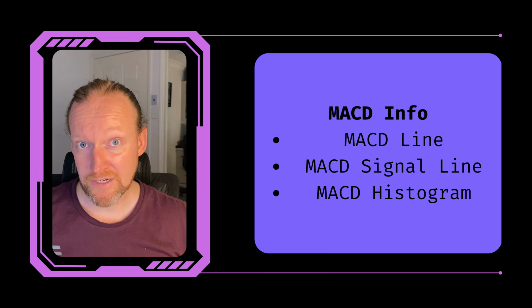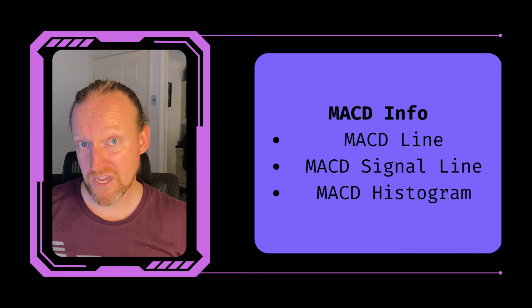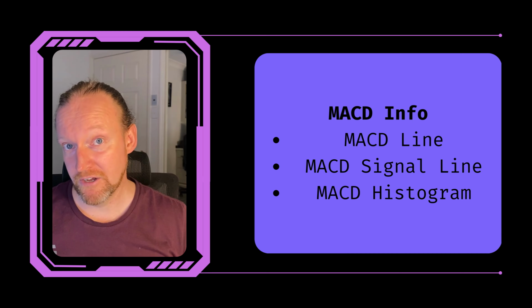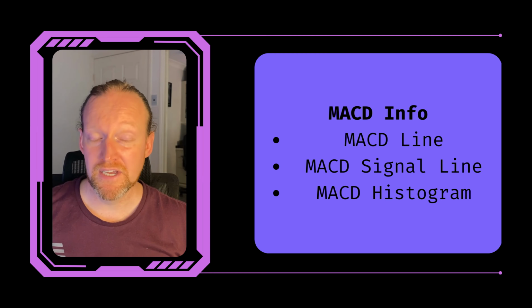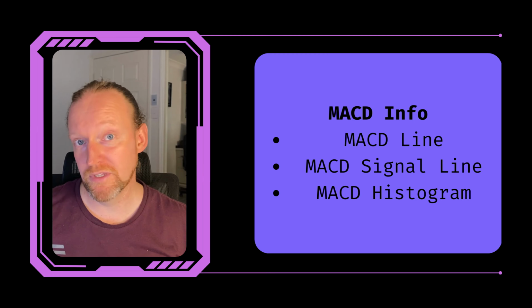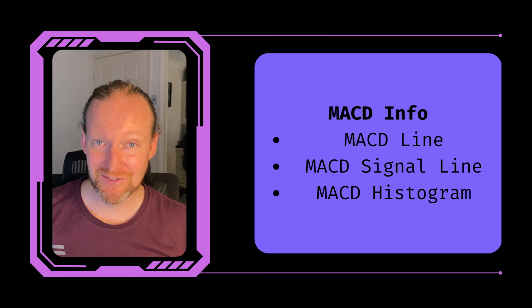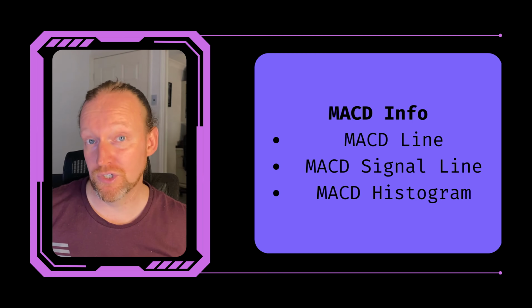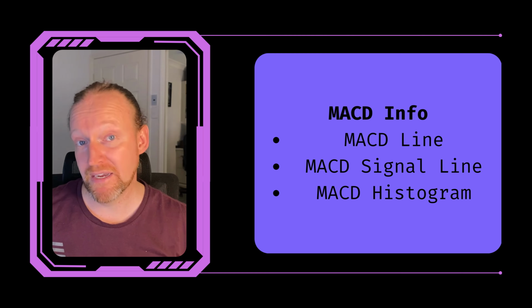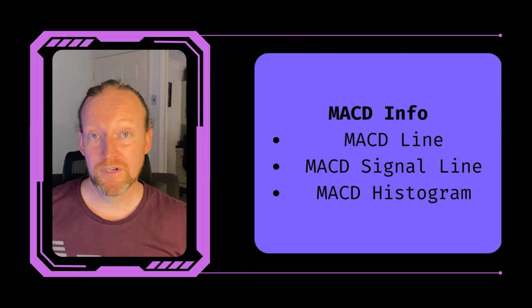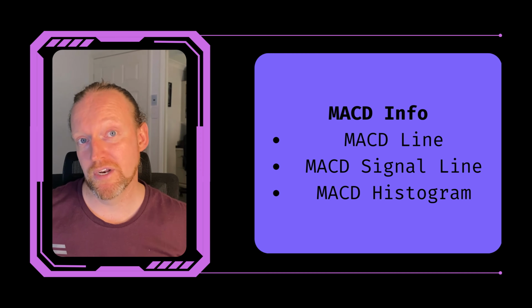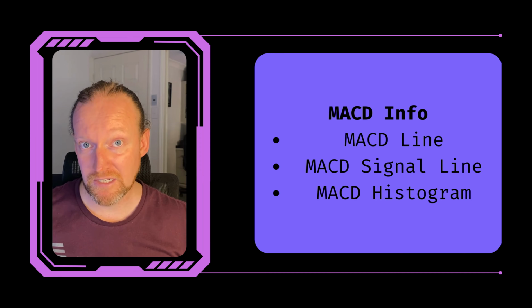The MACD line is comprised of the input 2 EMAs and the difference between them. The MACD signal line then is an EMA of the MACD line itself. And the MACD histogram measures the difference between the MACD line and the MACD signal line. It does sound a little bit complicated, and if you do want to research it further, I really recommend my MACD indicator video.